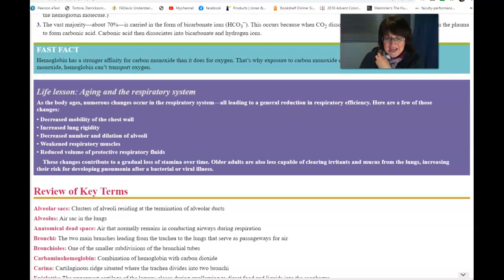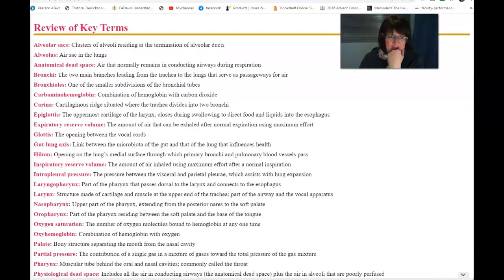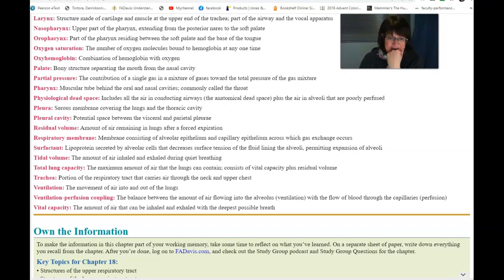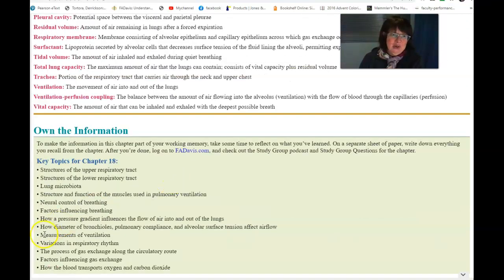Good, and that is the end of the respiratory unit, because that was a lot of terms. Good, and so that ends it. Keep working hard. Make sure you go through and review it, because it seems like there's not a lot, but there's actually a lot.